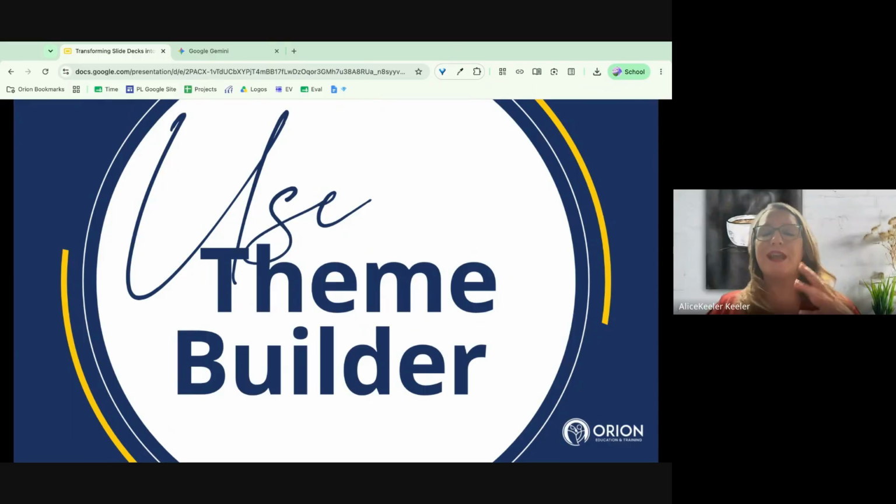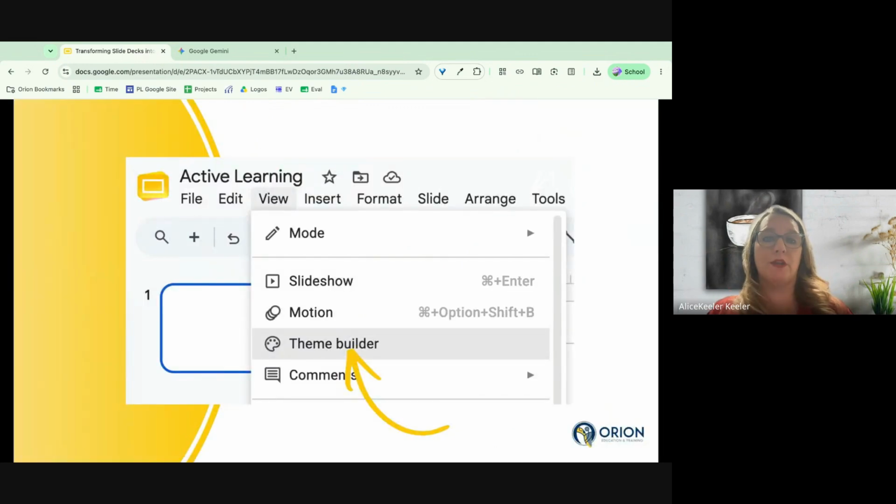So our first, and I think maybe most important skill, no, I think my next one is the most important, is being able to use the theme builder. So if you are in Google Slides and you go to the view menu, and you can tell that I made this slide today since I have the updated Google Slides logo, and you go into the view menu and you go to theme builder, it's going to allow you to design your Google Slides experience.